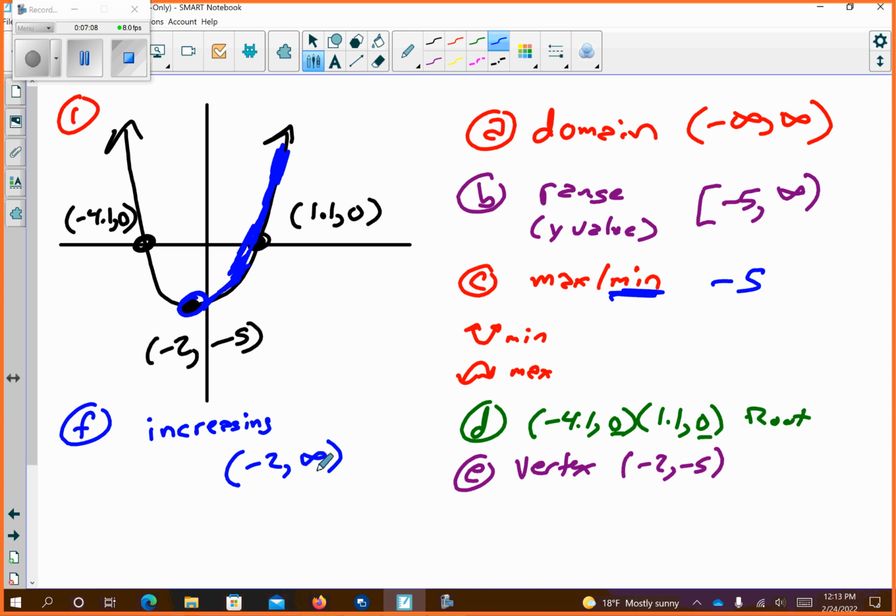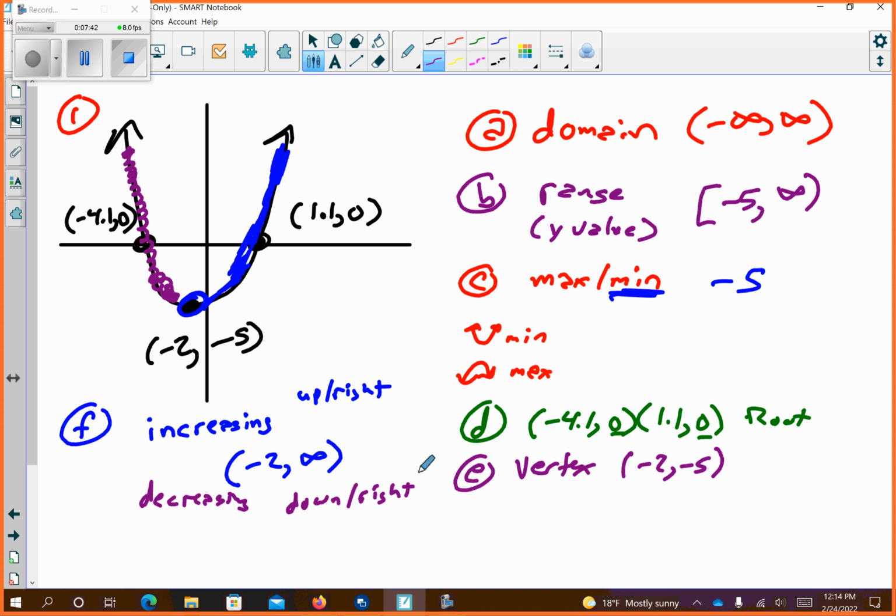Now, this was not asked on here, but I just want to make sure you feel comfortable with this. If I said, hey, where is this decreasing? Well, it's decreasing here. I know this didn't ask for it, but I'm going to put it anyhow. How could we make that work for decreasing? It's going right and down. Okay? So this is going up and right, and this decreasing, we could say it's going down and right.